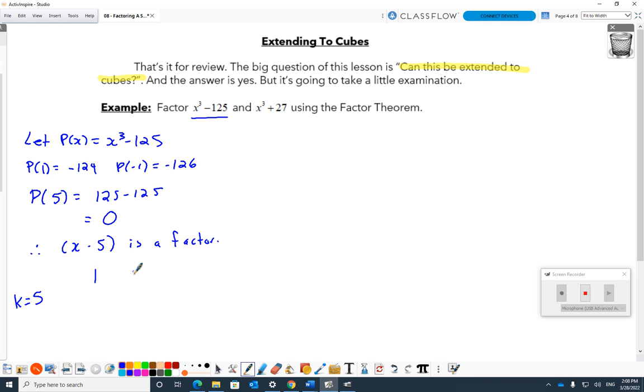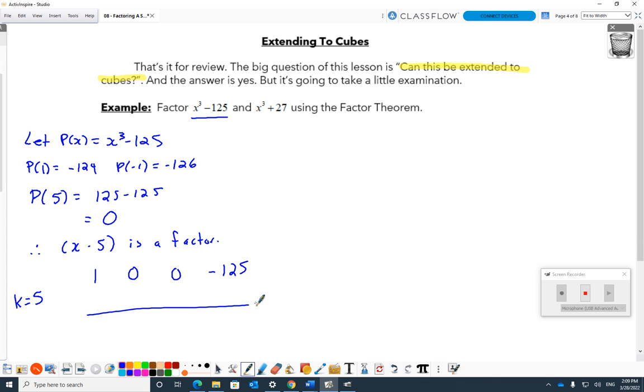Long, scary pause here. What's the next coefficient? 0x squared. Say it out loud as you're doing them. Say every power out loud. 1x cubed, 0x squared, 0x minus 125. So watch out for those missing terms. They have to be put in as zeros for this to work.